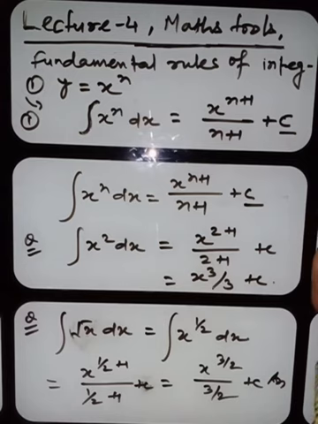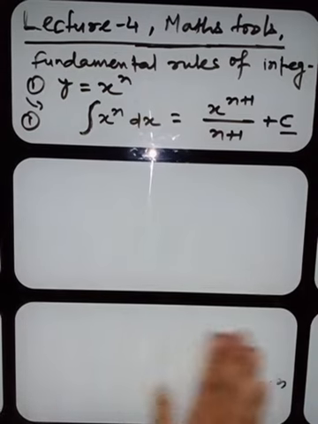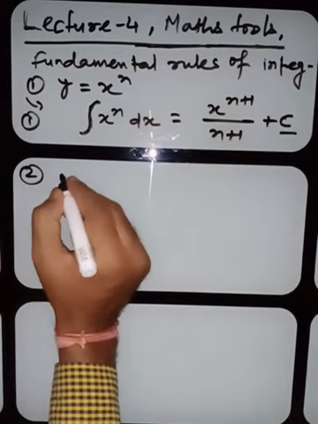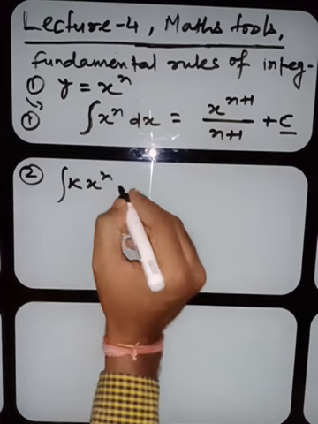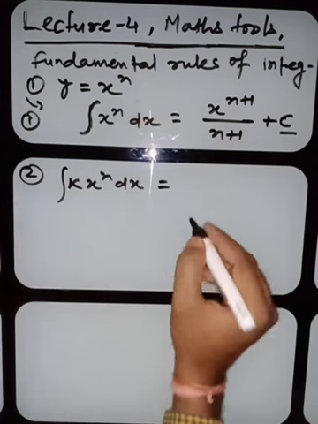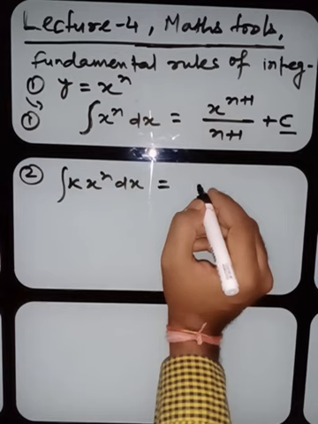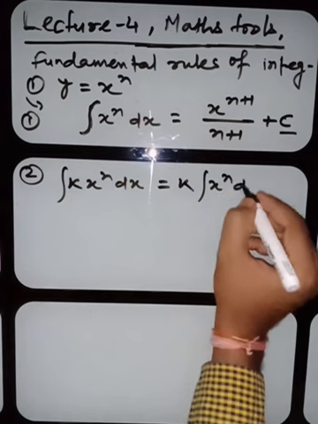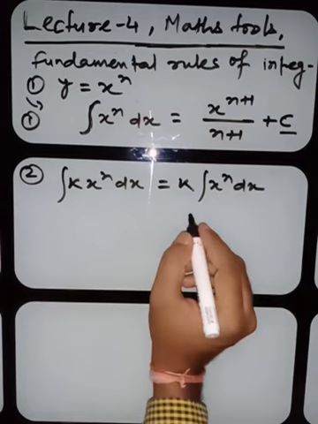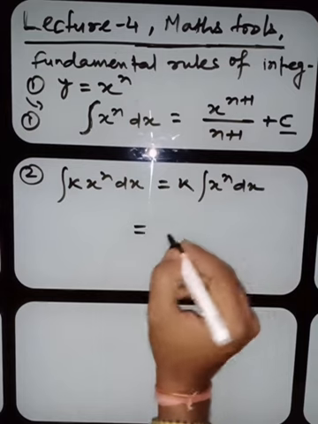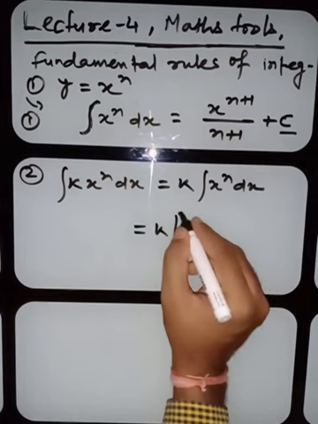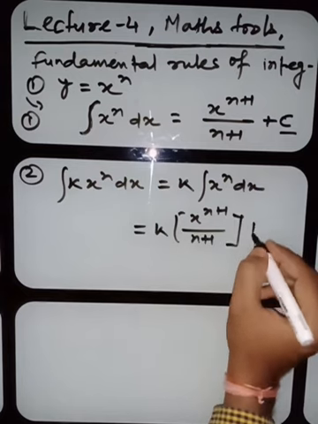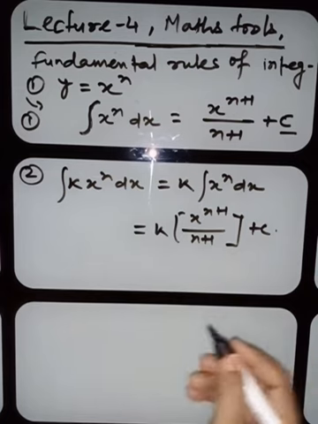Now let's come to the next rule. The second rule, my dear students: if it is k x to the power n dx, where k is constant, then what will be the integration? Again here, we keep this constant out. So x to the power n dx we can write. Now I hope you can write the answer: k x^(n+1) divided by n plus 1 plus a constant. Alright, so this is the formula.